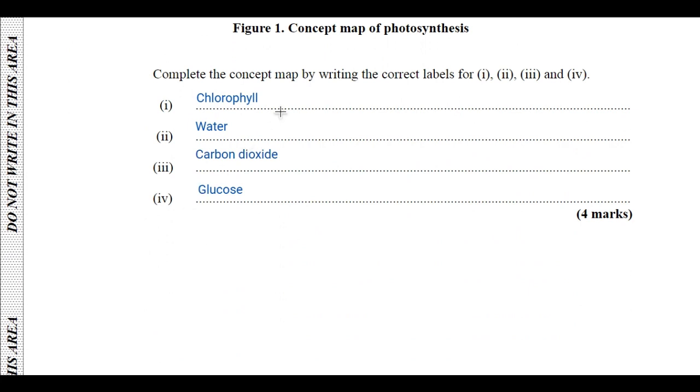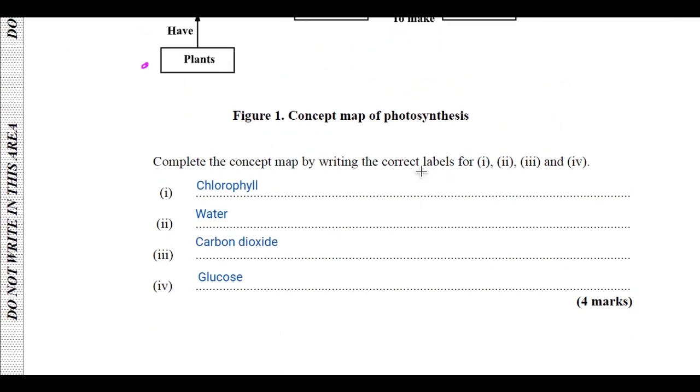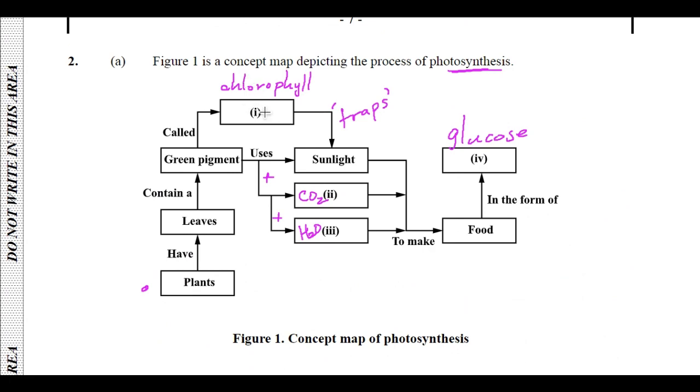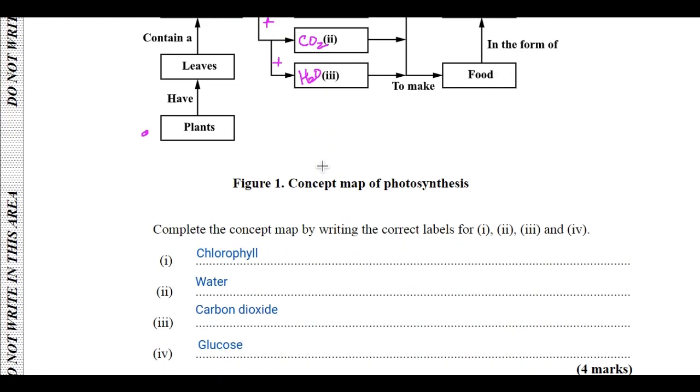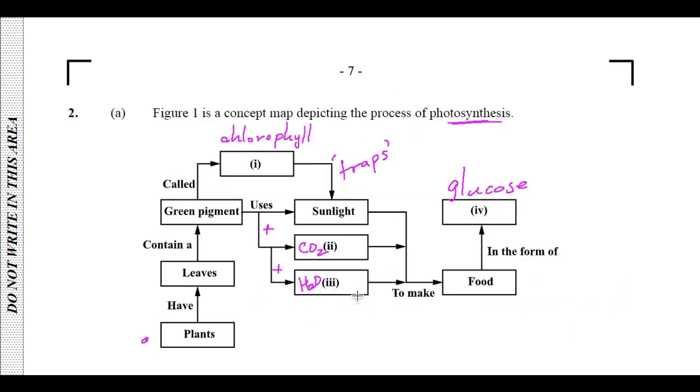And there we go. Complete the concept map by writing the correct labels for 1, 2, 3, and 4. We already did it. So you take from your diagram, chlorophyll, 1. Carbon dioxide, well, in this case, I flip it. Water and carbon dioxide, 2 and 3. Glucose, 4.